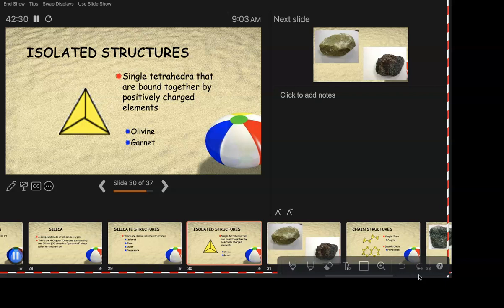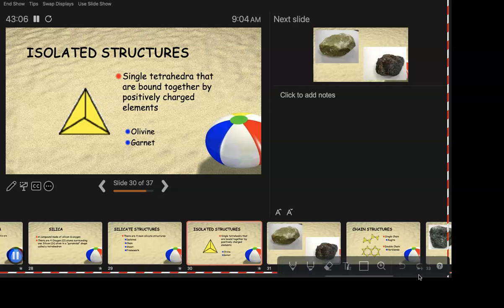So it's a single tetrahedra that's not bonded to other tetrahedra. It's not just that there's one. That's not how it's isolated. That hunk of olivine, which is a great example of what's going on here, isn't one tetrahedra. It's made up of thousands, let's just say. But what's important is that those tetrahedra aren't really bonded to each other. That's how they're isolated. They don't share any chemical bonds with the others.